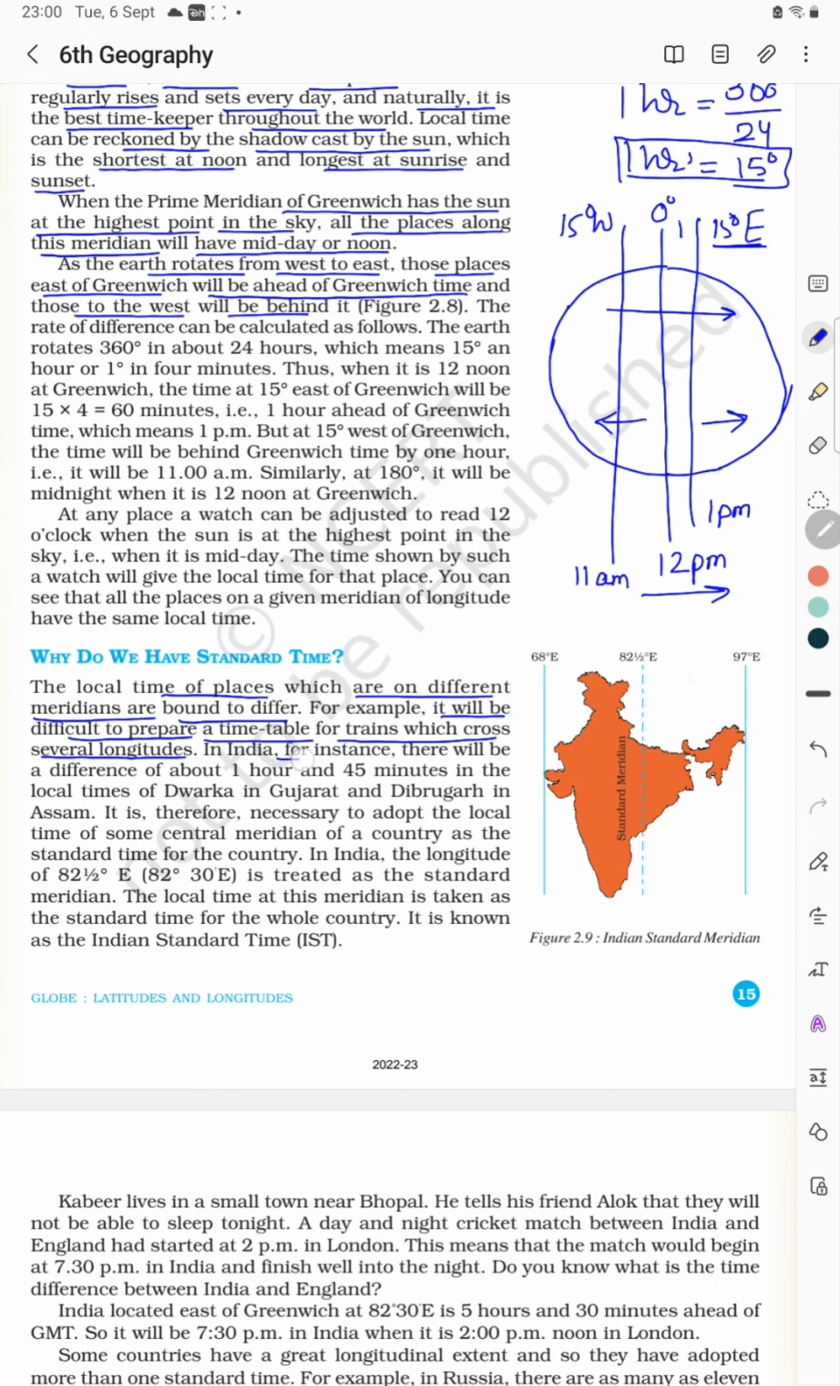So in India, for instance, there will be a difference of about 1 hour and 45 minutes in the local times of Dwarka in Gujarat and Dibrugarh in Assam. From this point to this point, there is a time difference of 1 hour and 45 minutes due to its longitudinal extent. So it is therefore necessary to adopt the local time of some central meridian of a country as the standard meridian for the country. So we have adopted this.